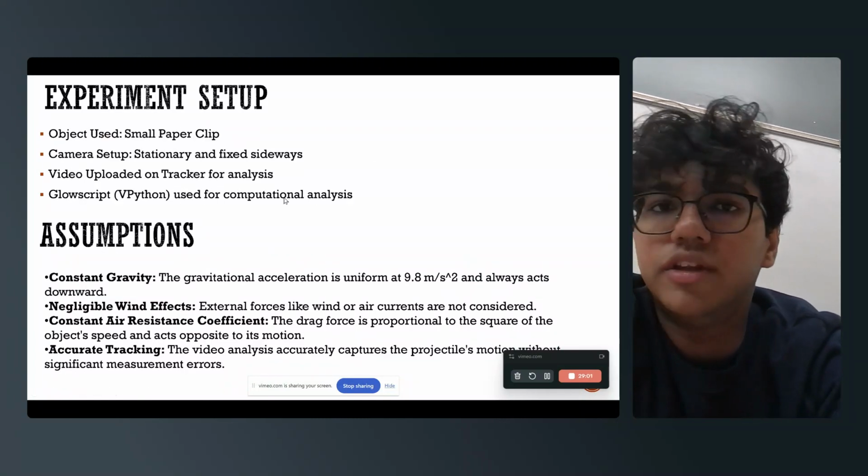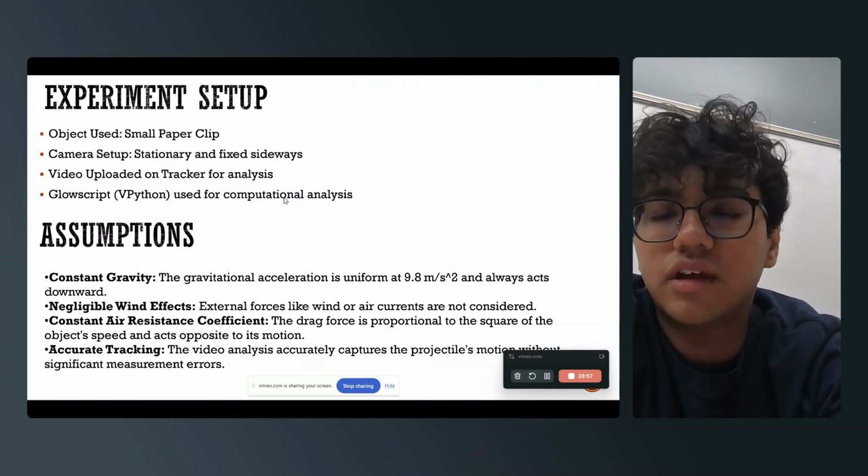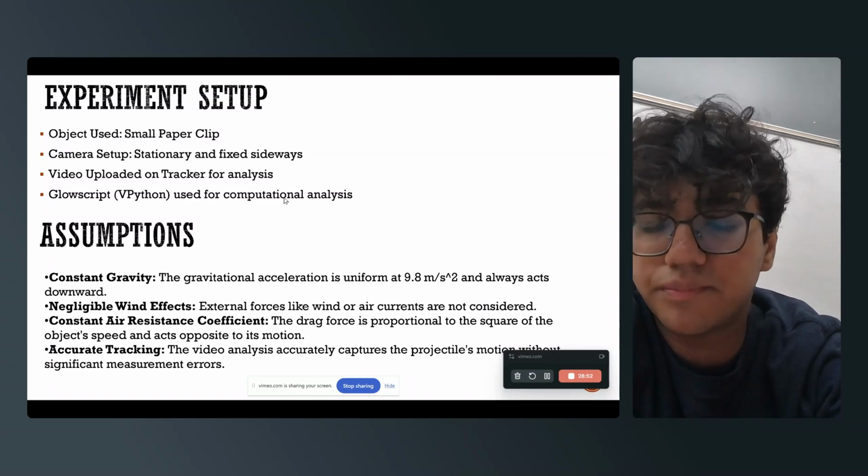Experiment setup. The object is a small paper clip. The camera setup is stationary and fixed sideways. The video is uploaded to Tracker for analysis, and a GlowScript was used for computational analysis.